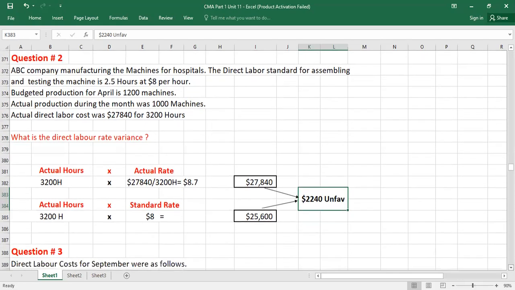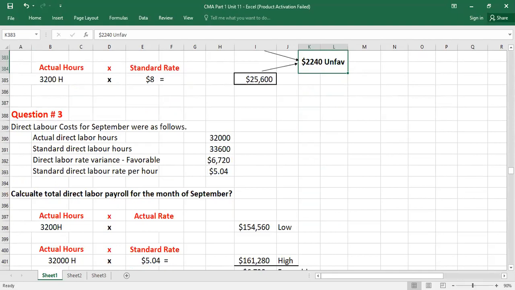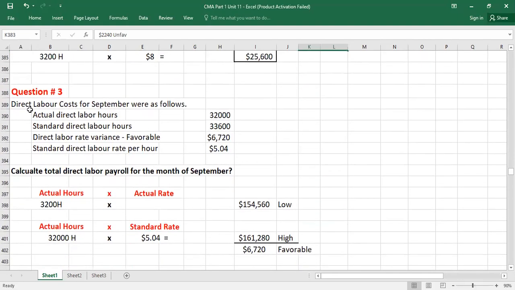Now we are going to perform a little bit more technical question, which is question number 3. Please stay with me. So we have question number 3 here. They are telling you we have a direct labor cost for September as follows. This is the data which is given. So we have an actual direct labor hours, which is 32,000 hours. This is actual, don't forget.